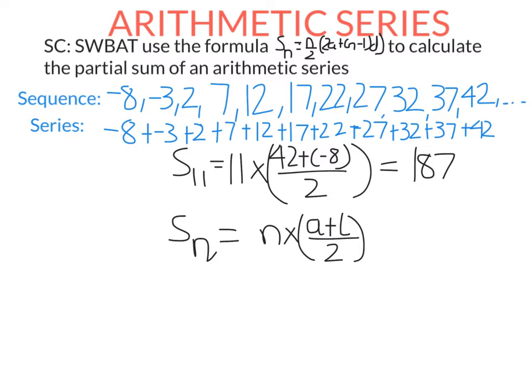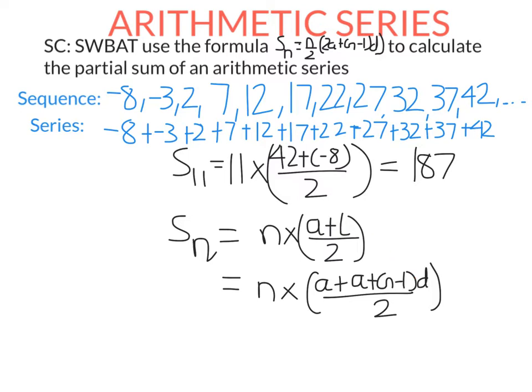The problem is, however, I don't always know this term. I don't know what the last term will be. I do know, however, that if there are n terms, and a is the first term, this will be the nth term. So I can write this as a plus the formula for the nth term of an arithmetic sequence, which we learned in a previous video. It's a plus (n minus 1)d. All I've done to get from here to here is replace L with the formula for the nth term.